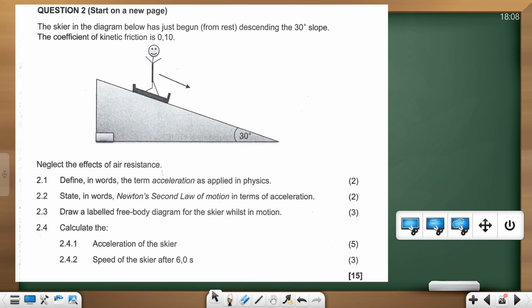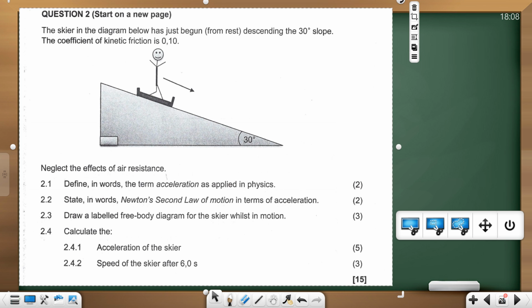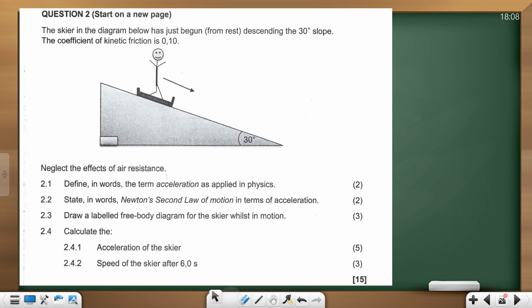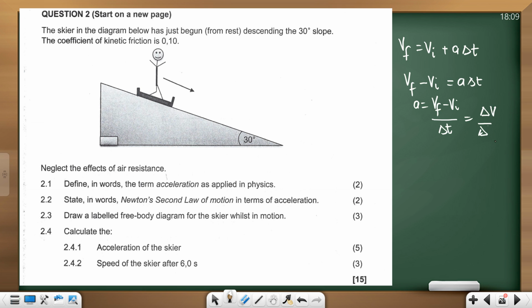All right. I'm sure you are all done with the first question. And what is that? The rate of change of velocity. If you forget in an exam, go back to your equations of motion and find this formula. Vf minus Vi equals A delta T, divide both sides by delta T. What do you have? Vf minus Vi over delta T, which is delta V over delta T. Can you see where I got my definition from? The rate of change of velocity.